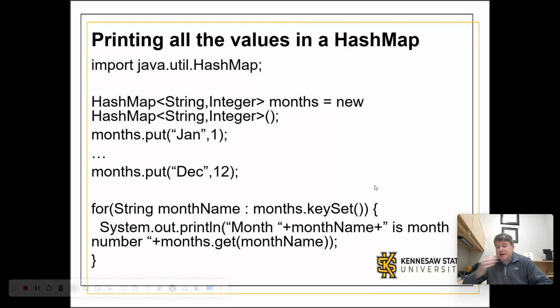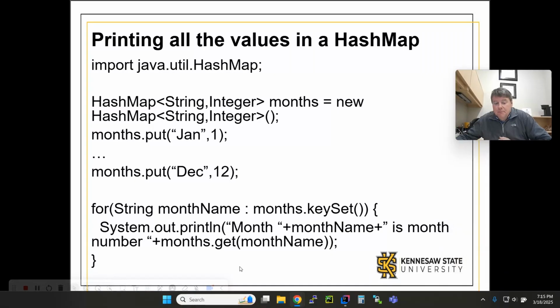Printing all of the values in a hash map. Again, same idea here. You put in some various things, and then you're going to use a for each loop to pull them out. So for example, pull out all of the keys, which in this case is going to be January, February, March, April, May, and all the way up to December. One at a time, assign them to month name. And then we're going to be able to print out month plus month name is month number, and then months.get the month name, which will return back the value, which is the 1 or the 2.